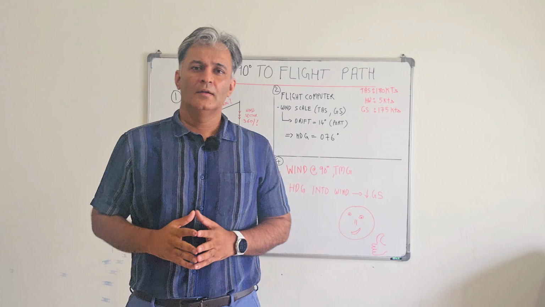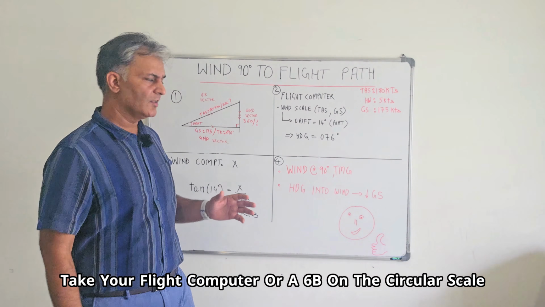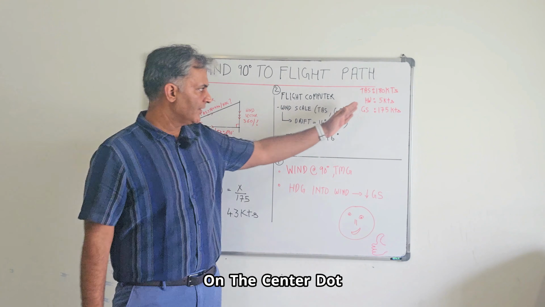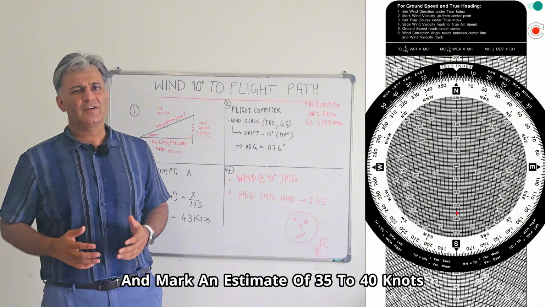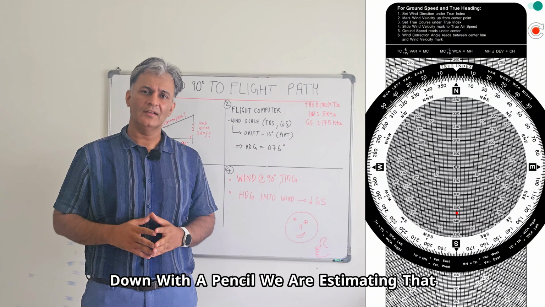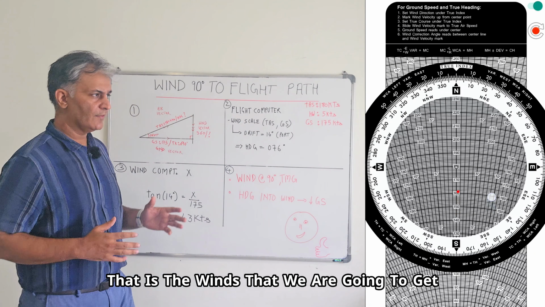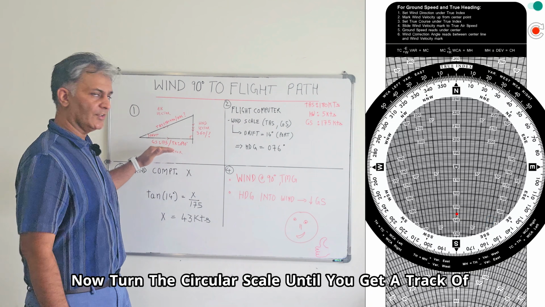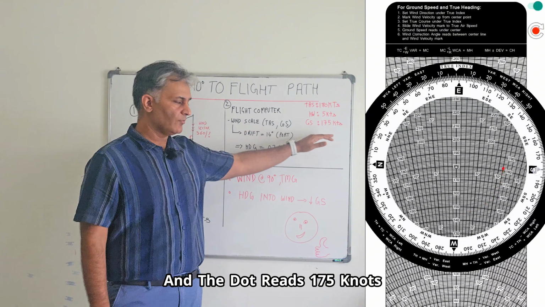Now hold that thought. Take your flight computer or E6B. On the circular scale, take track of 360. That's the place from where the winds are coming. On the center dot, keep 180 knots and mark an estimate of 35 to 40 knots down with a pencil. We are estimating that is the winds that we are going to get from the track 360. Okay. Now turn the circular scale until you get a track of 090 and the dot reads 175 knots.